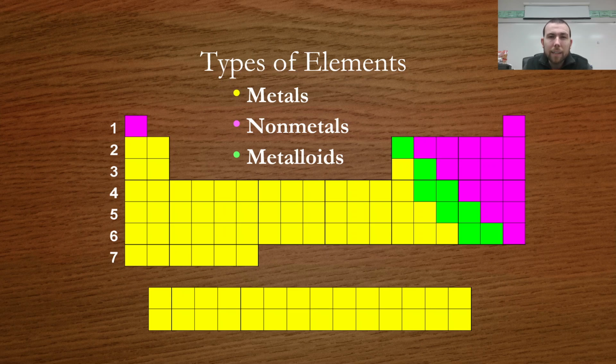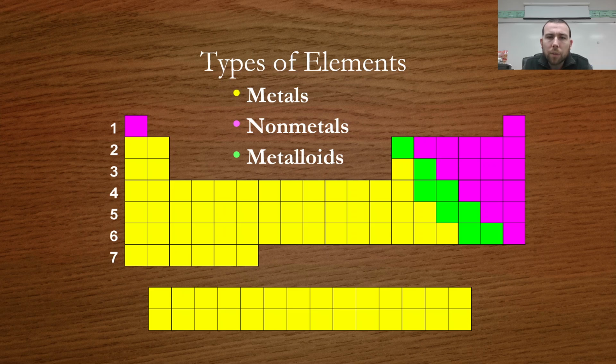And today we're going to be looking at classifying elements as either metals, nonmetals, or metalloids, being able to identify where they are on the periodic table, and also being able to identify what are some properties of metals, nonmetals, and metalloids, and what makes them unique.